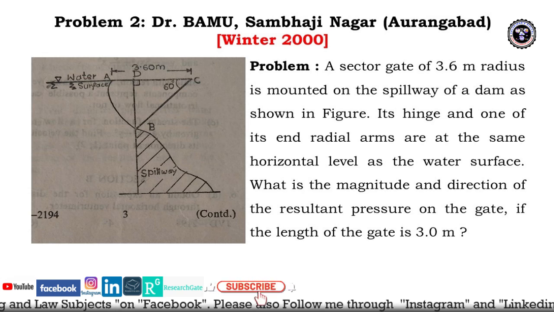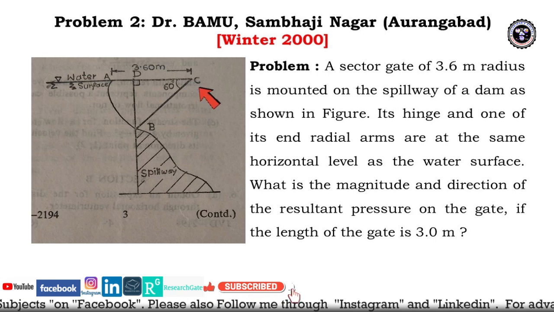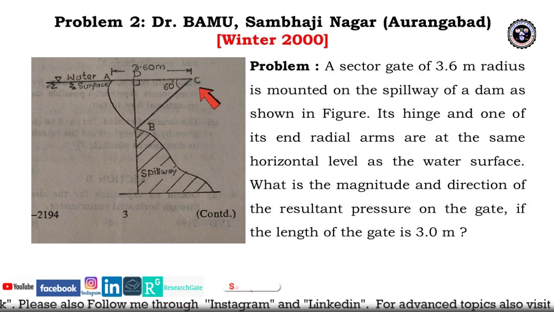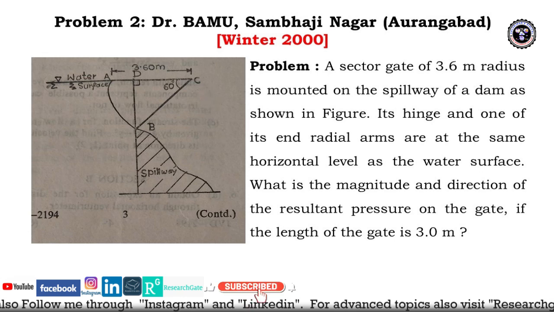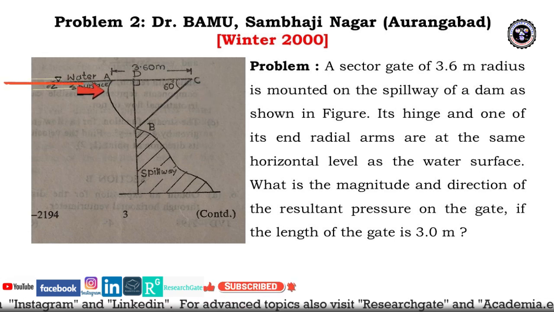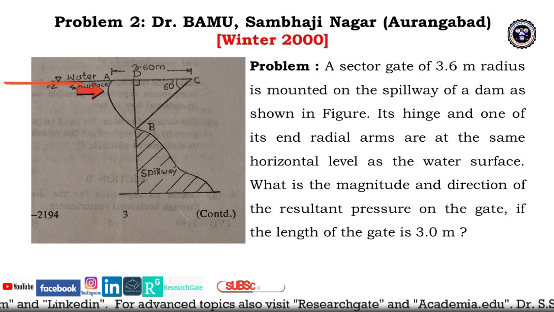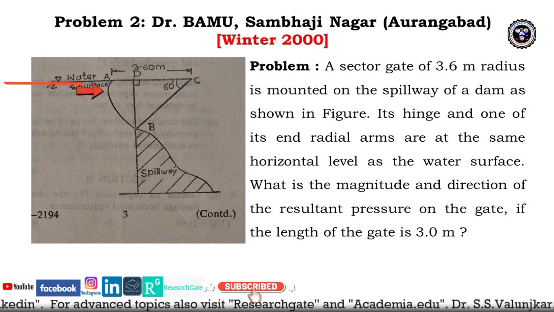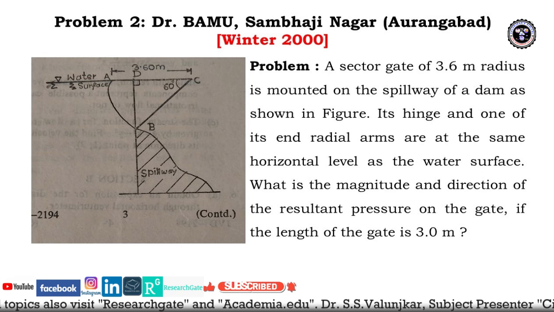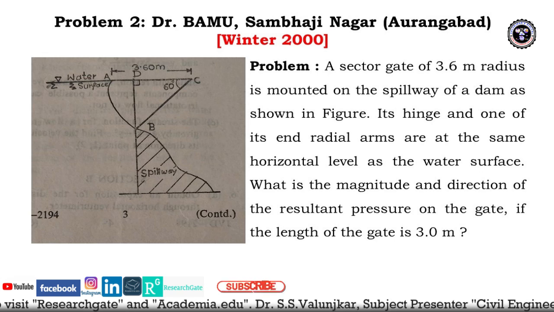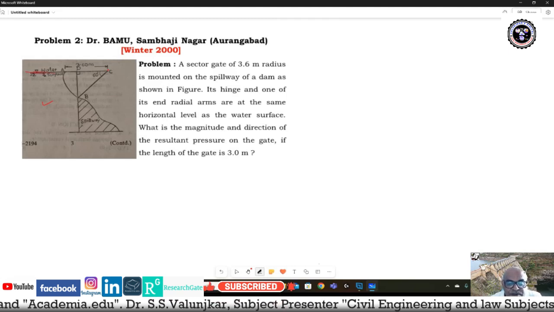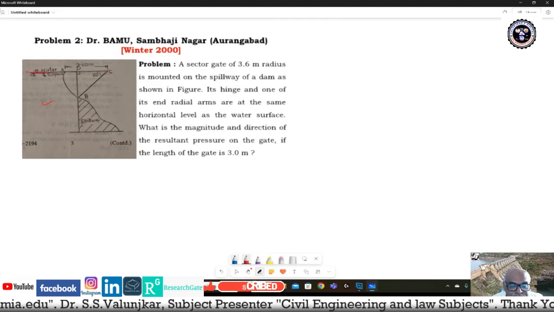It is hinged at one end, so this is the hinge here at C. And one end of its radial arm is at the same horizontal plane as the water, so this is the water line. What is the magnitude and the direction of the resultant pressure on the gate if the length of the gate is 3 meters? A very straightforward question asked in the examination. So we'll have a solution for this.